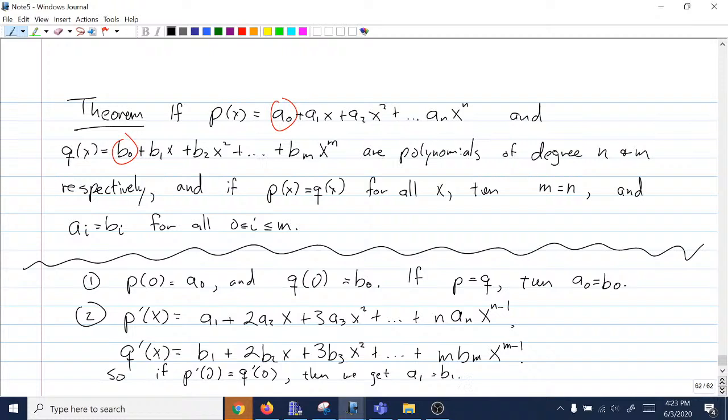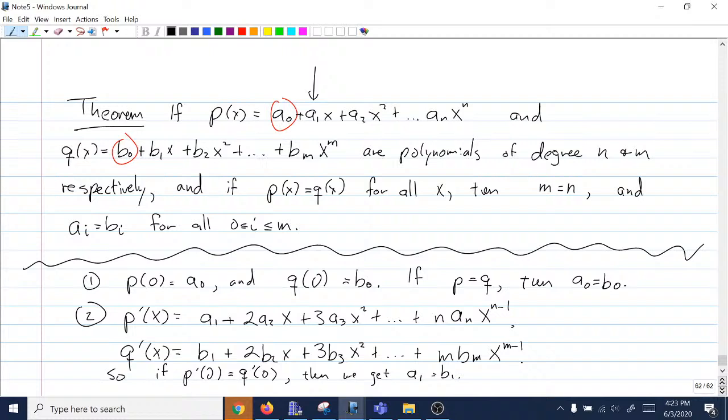This feels like cheating, because you might think about the definition of this number being that it is the coefficient, the thing you get when you take the derivative and plug in 0 is a1. So when you say that p prime of 0 equals q prime of 0, this is like about the definition of the thing you want.